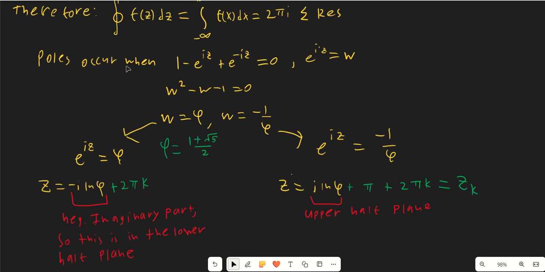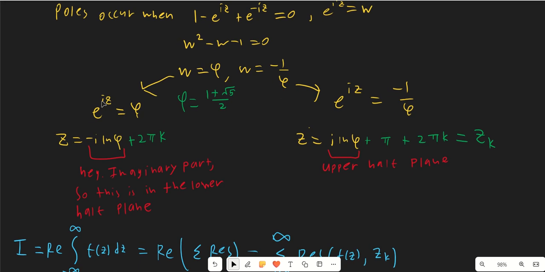So the poles in this case are only going to occur when the denominator equals 0, because that's the only thing that can act non-analytically. And so that's going to be 1 minus e^(iz) plus e^(-iz) equals 0. We'll let e^(iz) equal w, and this yields the quadratic equation w² minus w minus 1 equals 0. And this is famously the golden ratio phi. So phi equals (1 plus square root 5) over 2, and we get two zeros here: w equals phi and w equals negative 1 over phi.